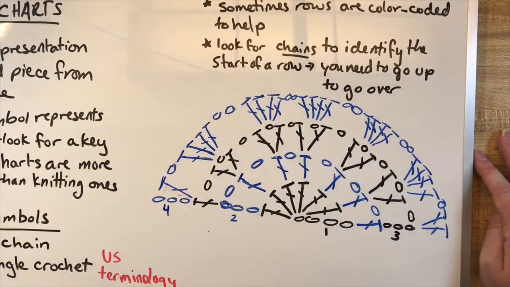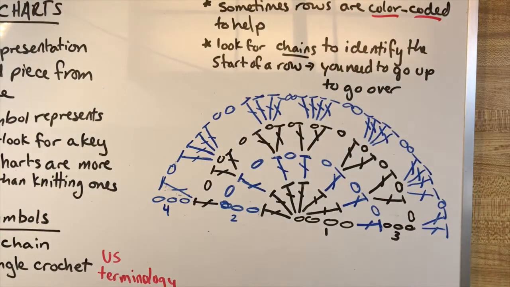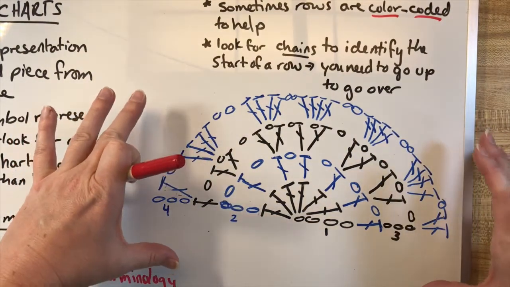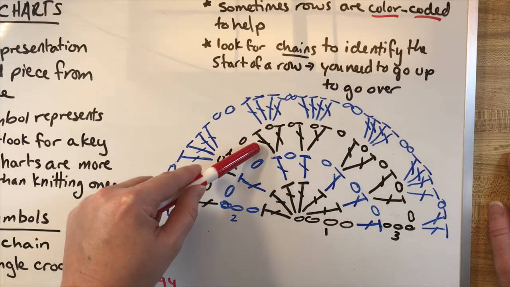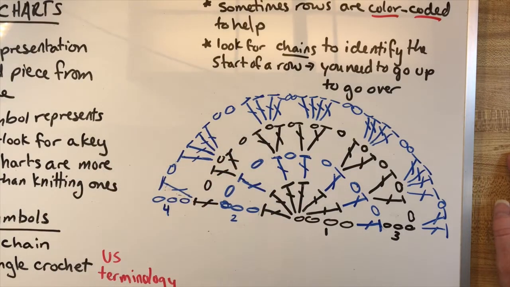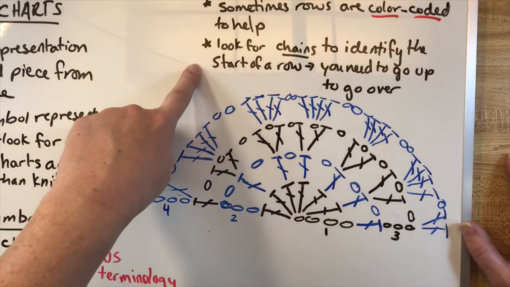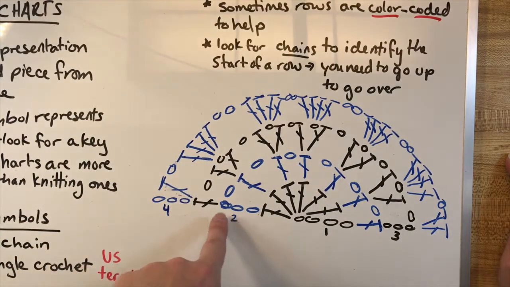Sometimes I really fell in love with crochet charts when I found some that were color coded. They're actually color coded to help you. Different rows are different colors so it doesn't look like just a hot mess. Like if we look at this one I'm about to explain, it has rows that are black and rows that are blue. And it can help you see what is one row and what is the next. And some will be numbered where the rows start, 1, 2, 3, and 4. And if they aren't, look for the chains. Look for those little egg-shaped guys at the beginning of rows.